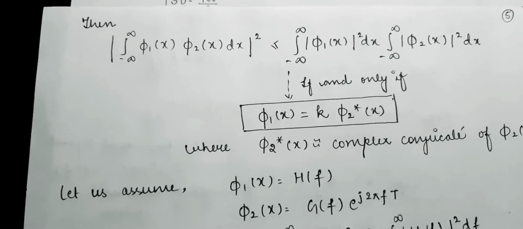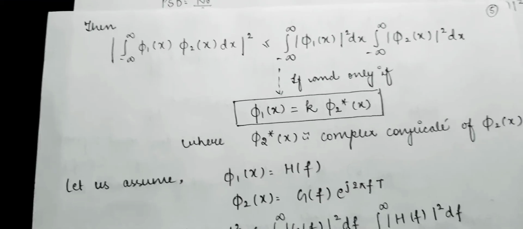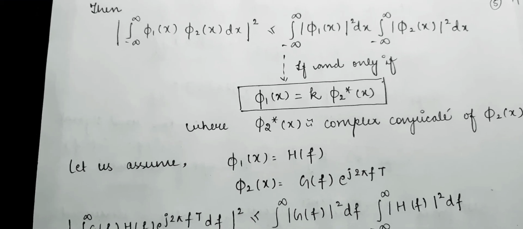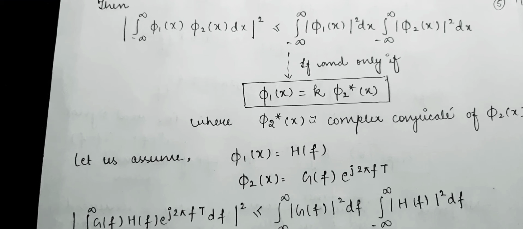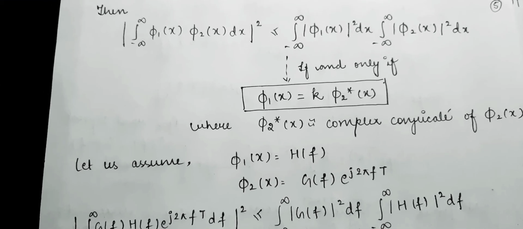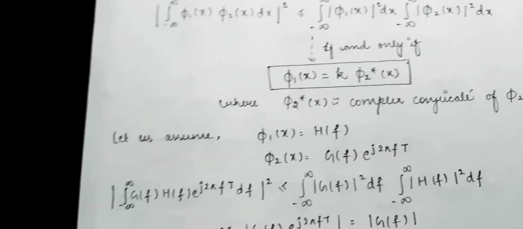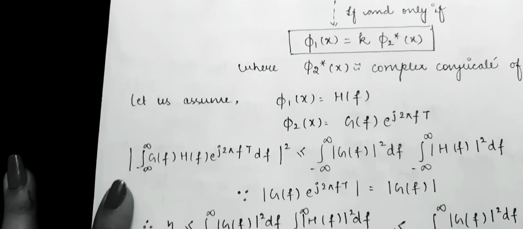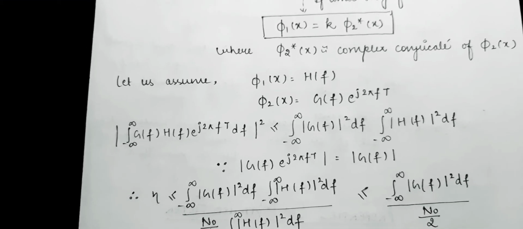mod of integrating from minus infinity to infinity phi1(x) phi2(x) dx, whole square, should be less than or equal to integrating from minus infinity to infinity mod phi1(x) square dx into integrating from minus infinity to infinity mod phi2(x) square dx, taking the limits of x from minus infinity to infinity. It is possible if and only if phi1(x) is equal to k times phi2 star (x), where phi2 star (x) is the complex conjugate of phi2(x).